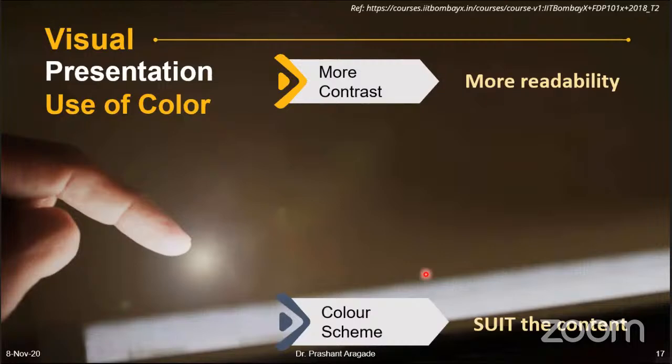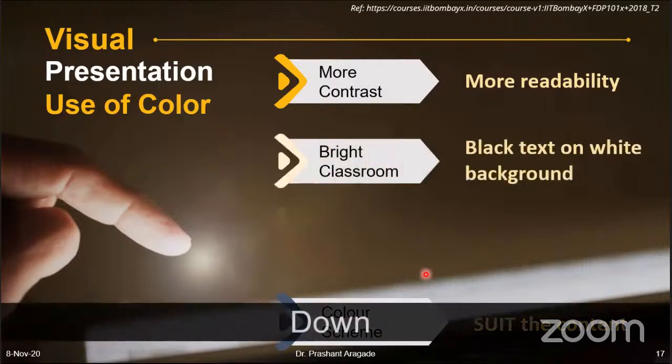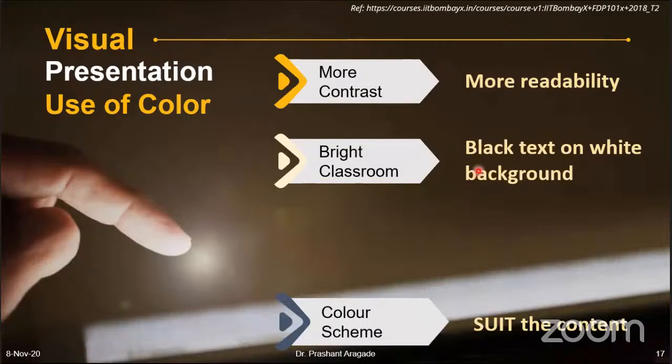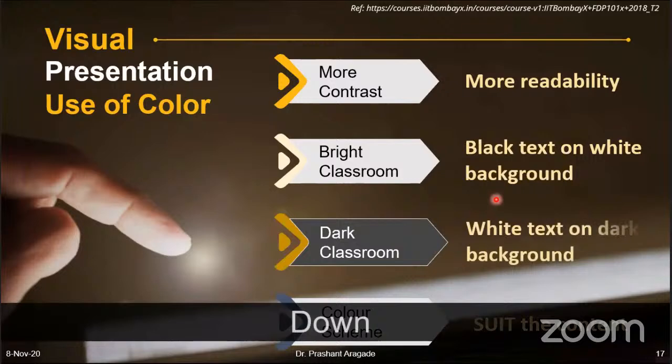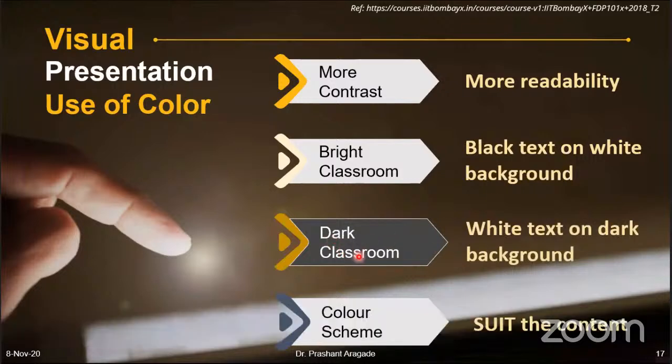If you are delivering your sessions in a bright classroom, then you have to use black text on a white background. If you are going to take the lectures in a dark classroom, then you have to use white text on a dark background. So you have to take care while choosing the colors.